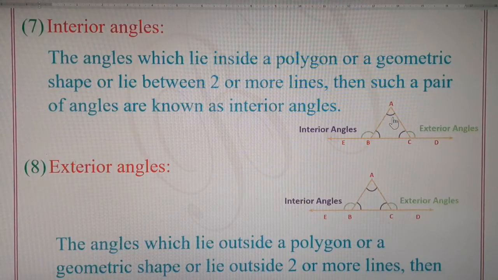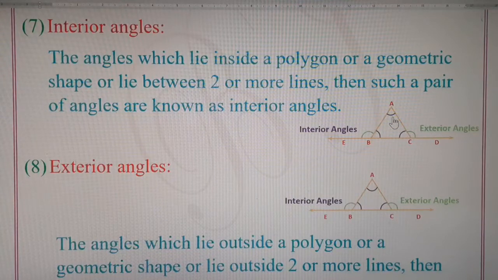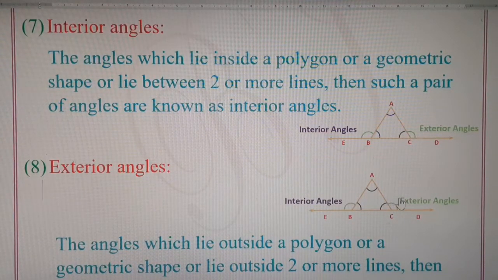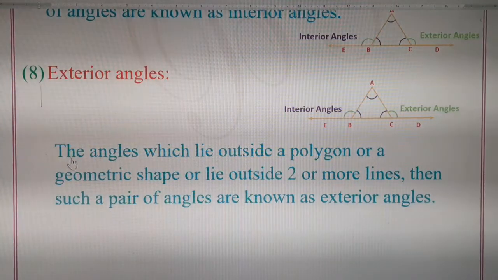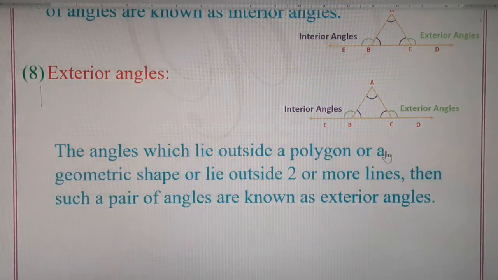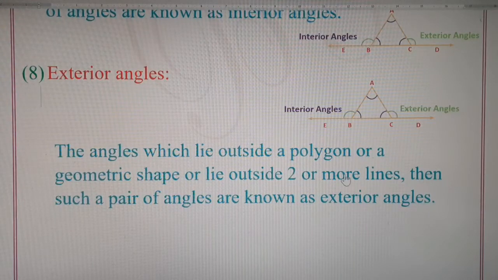So we can say the angles which lie inside a polygon are known as interior angles, and the angles which lie outside the polygon are known as the exterior angles. Let's understand the definition of exterior angles. Number 8, exterior angles. The angles which lie outside a polygon, or they lie outside a geometric shape, or lie outside two or more lines, then such a pair of angles are known as exterior angles.